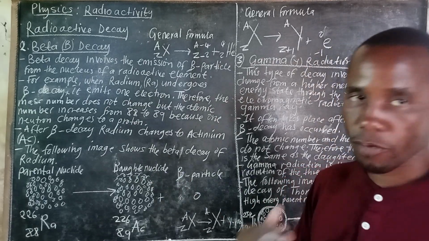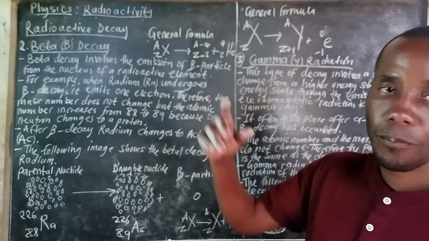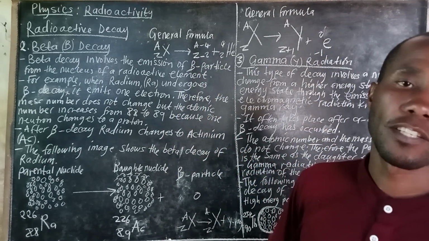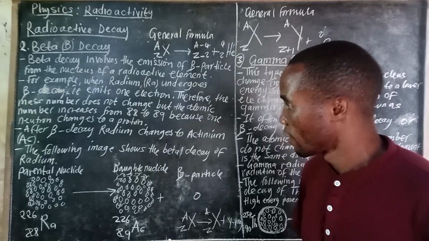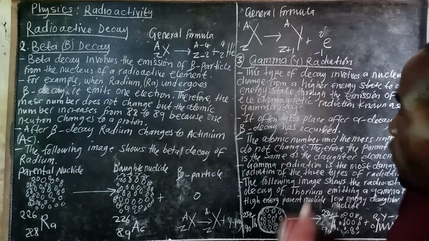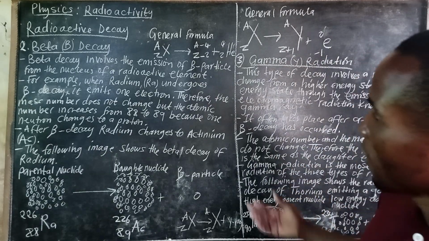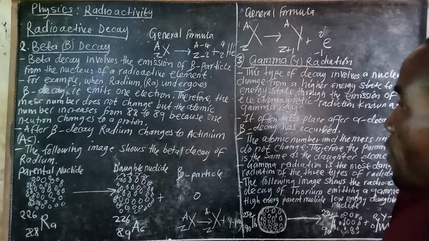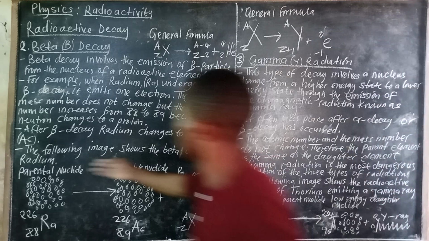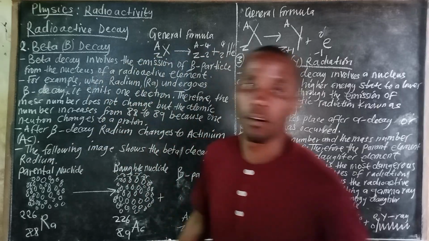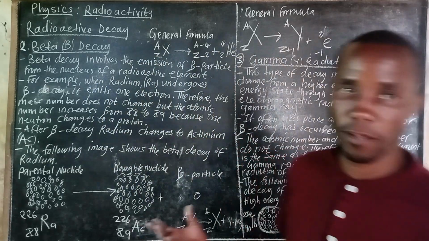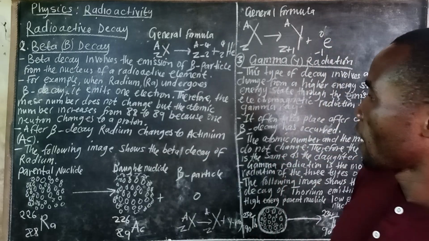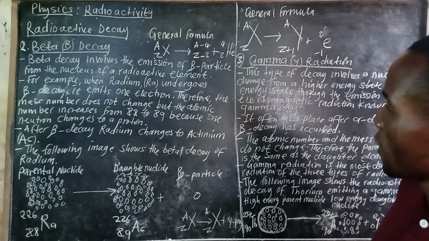But remember, in alpha decay, the radium changes to radon. Here it changes to actinium, and the chemical symbol for actinium is Ac. When you look for it on the periodic table, it will be indicated by the letters Ac.